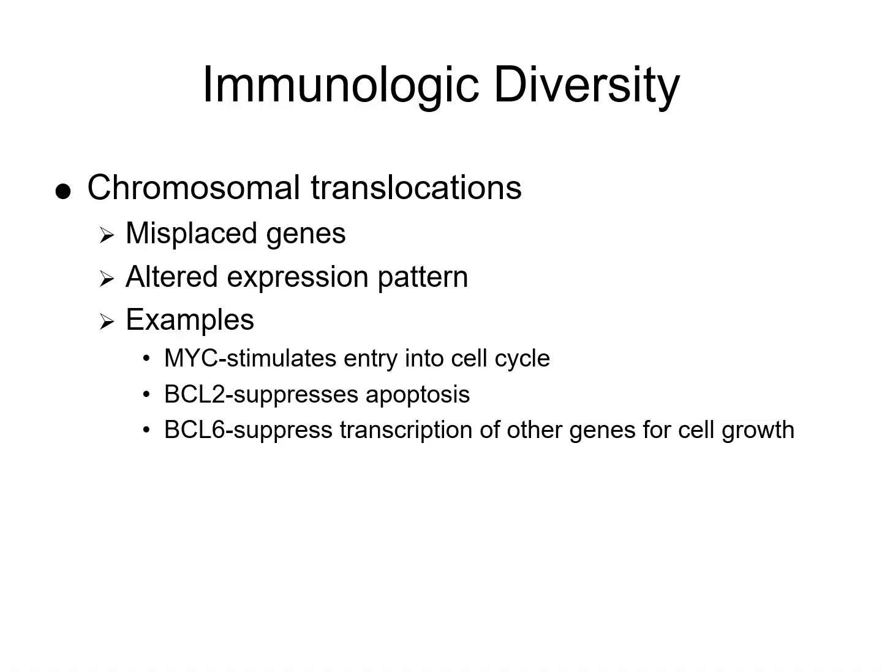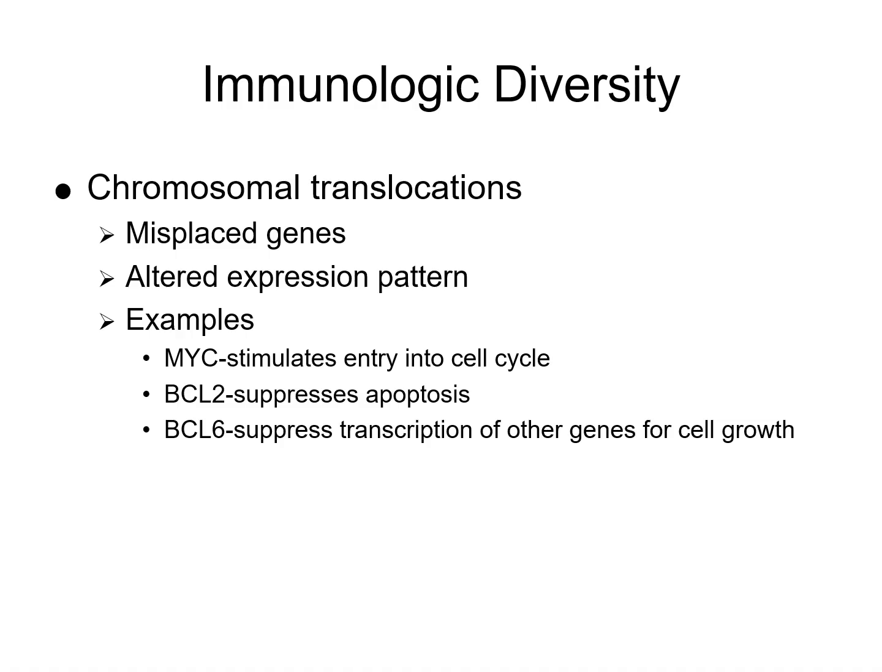For immunologic diversity, we have the role of the chromosomal translocations. Chromosomal translocations cause genes to be misplaced within the genome. These result in altered expression patterns of important genes that regulate cell growth, survival, and differentiation. These changes are key drivers in the development of many lymphoid neoplasms.